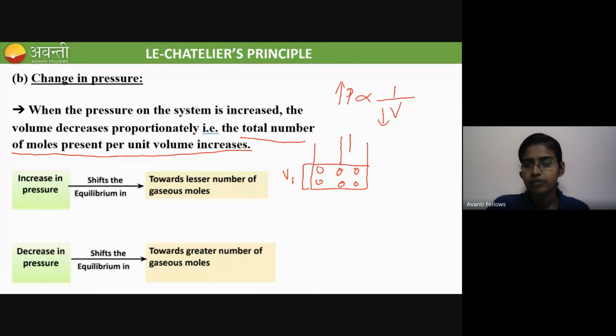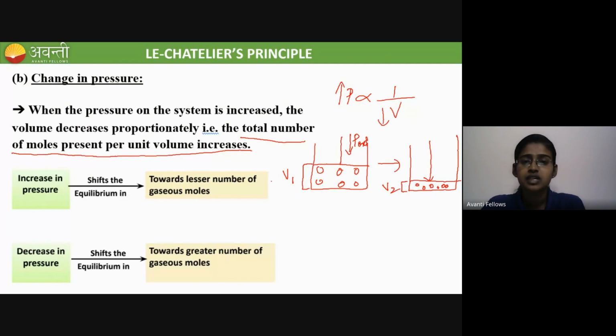Now, if the external pressure on the system is increased, what happens? The gas will get compressed, right? And now this is the final volume V2, after I have applied pressure. So what is happening here? The number of moles per unit volume. Here this is the space, and for the second system, this is the space. The number of atoms or molecules or moles present per volume increases. Since the space is getting reduced, the particle number per volume is increasing. So this is the concept.